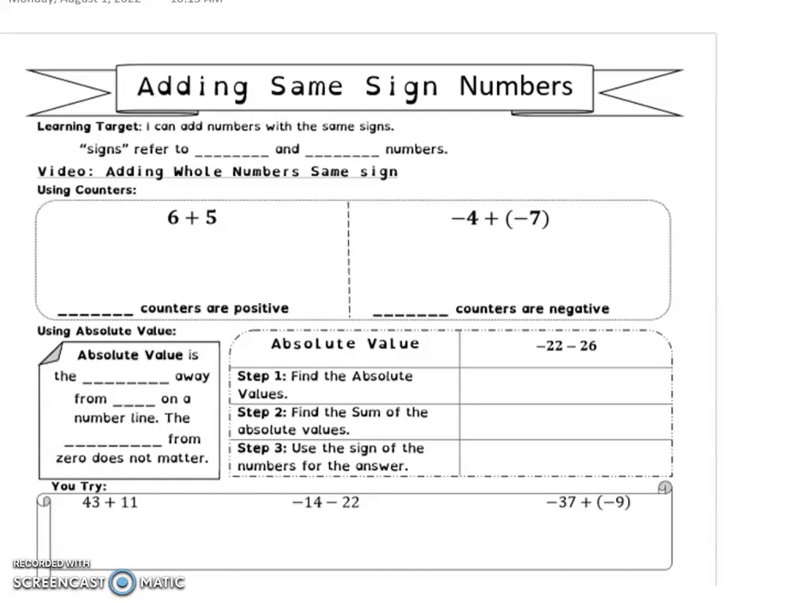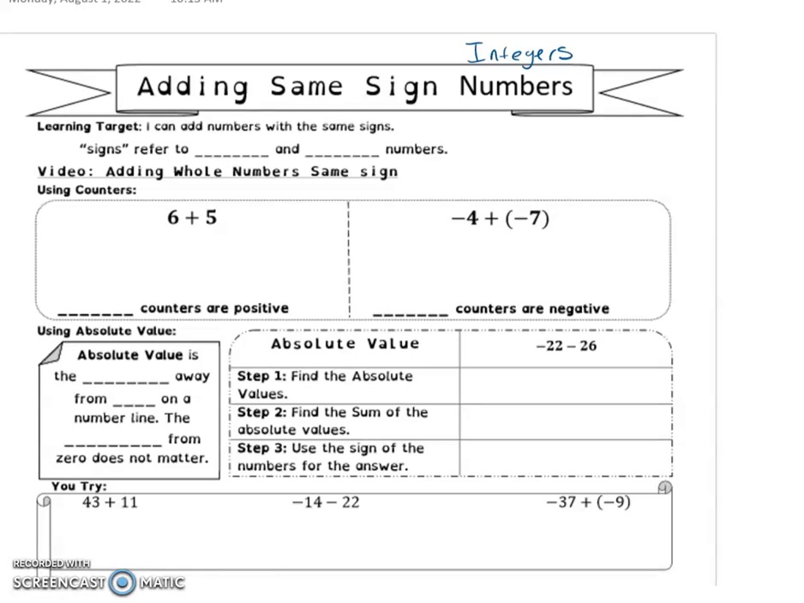So today we are going to talk about adding same sign numbers. Numbers in this can also be called integers. So up here I'm going to write integers. Integers are just positive or negative whole numbers, okay? So we're specifically talking about whole numbers today.